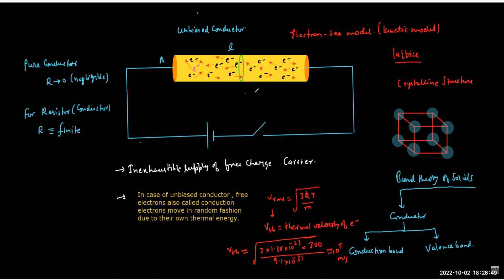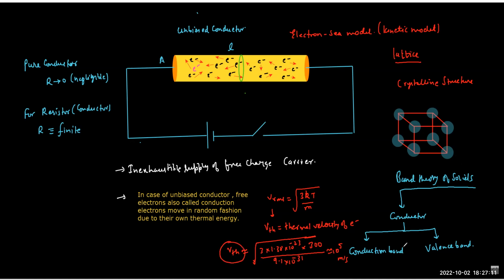And that is why an unbiased conductor fails to create current, although you can see these electrons are moving really fast. It's like 1 lakh meter per second. But even such a high speed is not capable of creating any current in the conductor. So an unbiased conductor does not create current. So thermal velocity is not responsible for current creation.